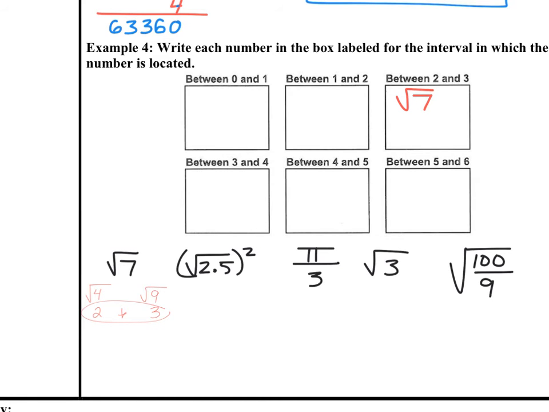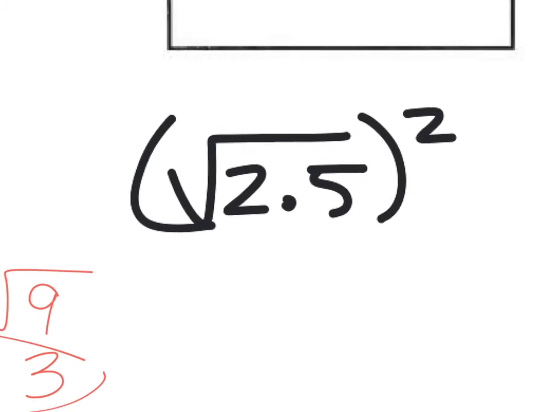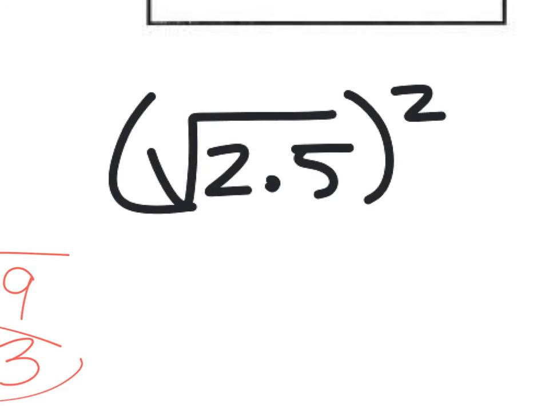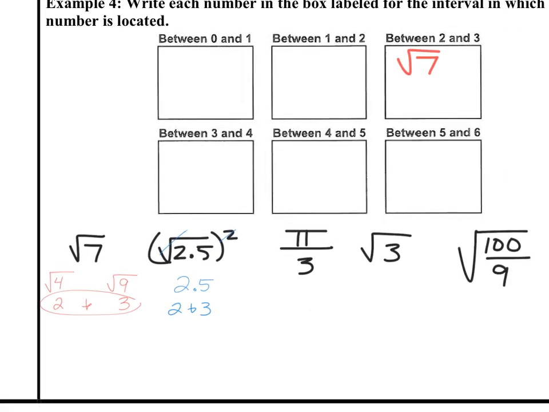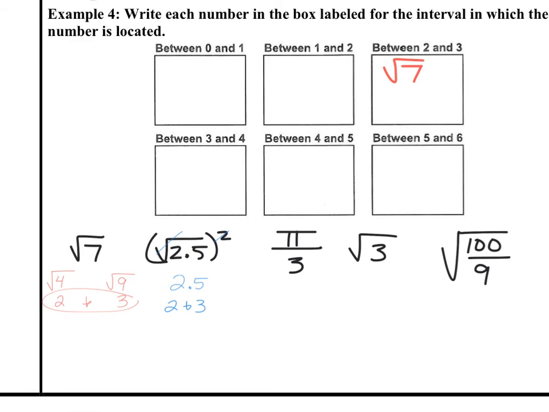Next one. We've seen something like this before. Square root and the square cancel out, so you're left with 2.5. So it is between 2 and 3. Let's label it. Square root of 2.5 squared.